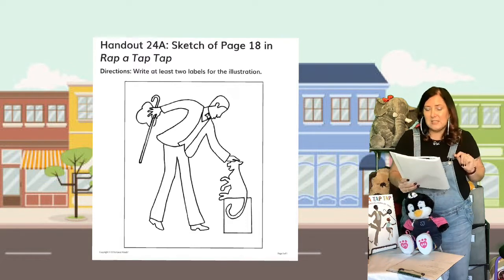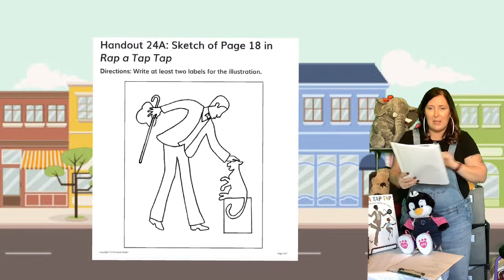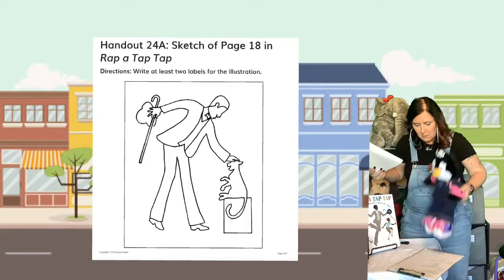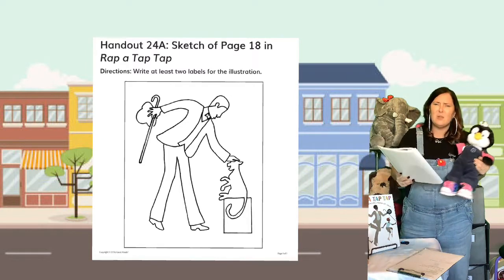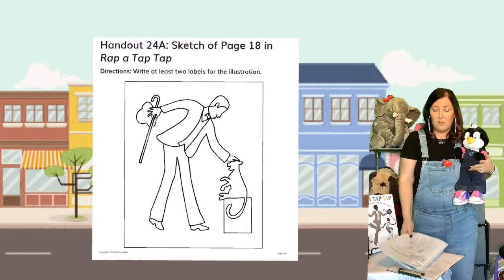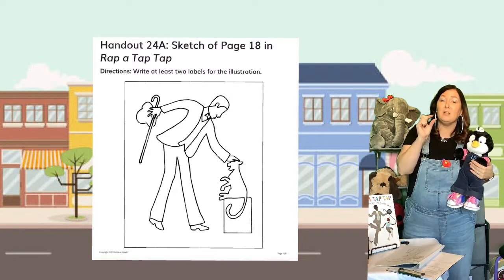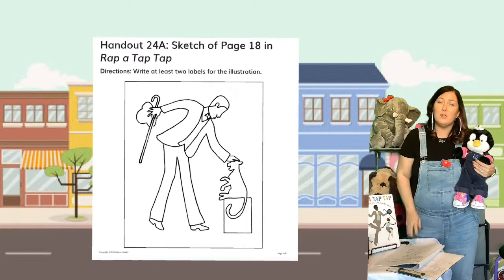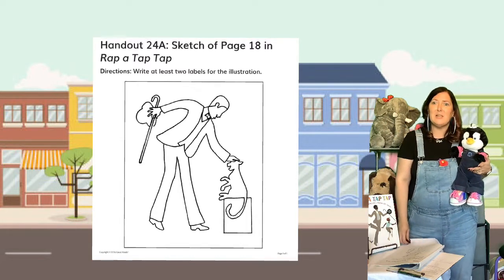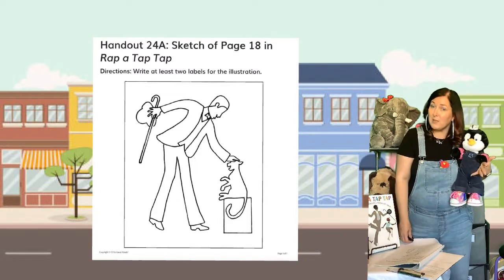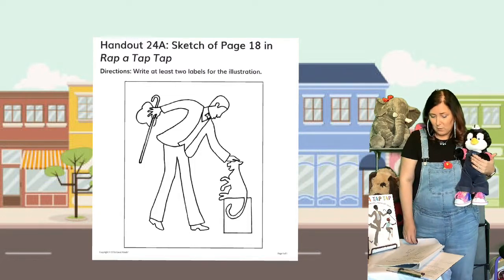The directions say, write at least 2 labels for the illustration. Well, what's that, Penny? Good question. Penny said, what does at least mean? Because it says write at least 2 labels for the illustration. Well, what that means is you write 2 labels and then you can write more, but you have to write 2. So at least means that many, and then you could add more. So write as many labels as you can for this handout 24A.